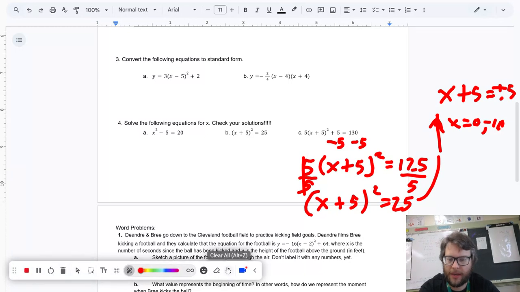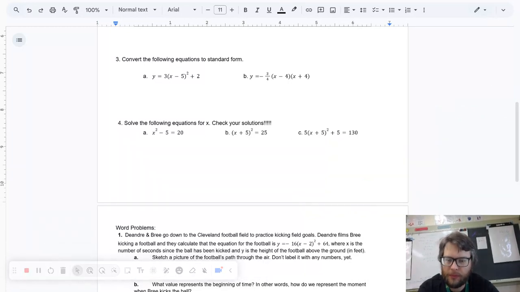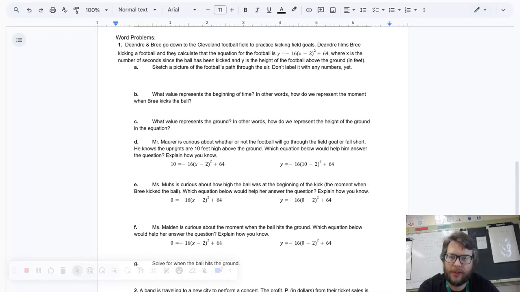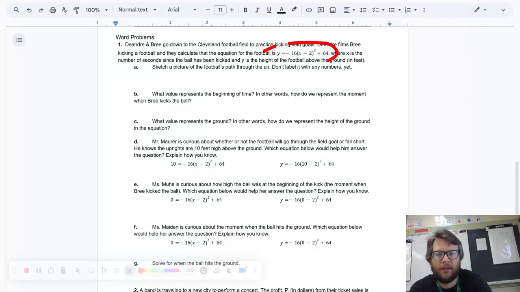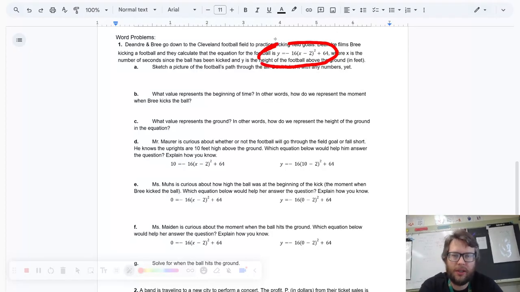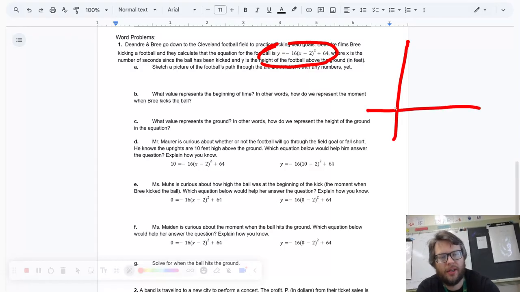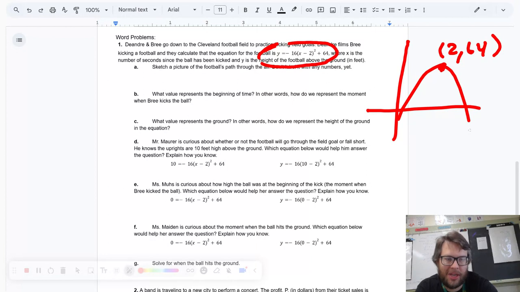Alright, then the word problem on the back. So we've got our 2 friends, they're going down. DeAndre and Bree go down to the Cleveland football field to kick field goals, and we have this wonderful equation here. And this equation is given in vertex form, and it has a negative a value. So I know immediately that I can put the vertex right here at 2, 64, and I know it goes down. I don't know exactly where it hits the ground yet, but I know that that's where the vertex goes.